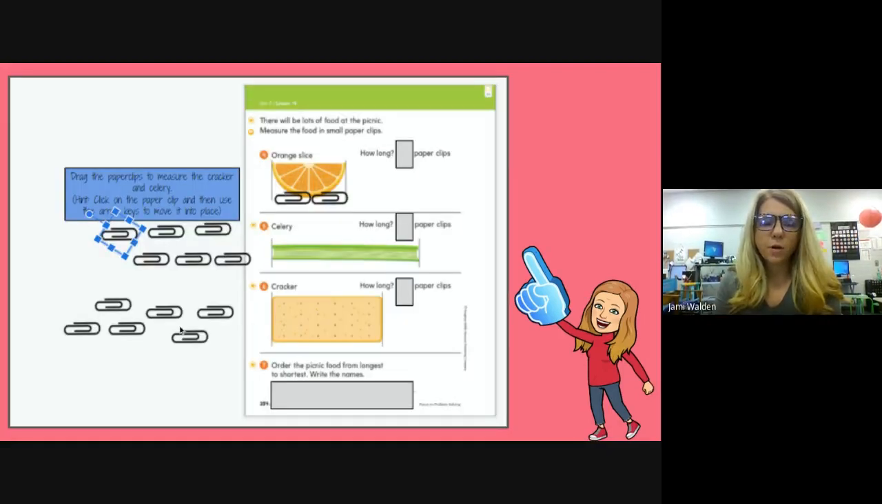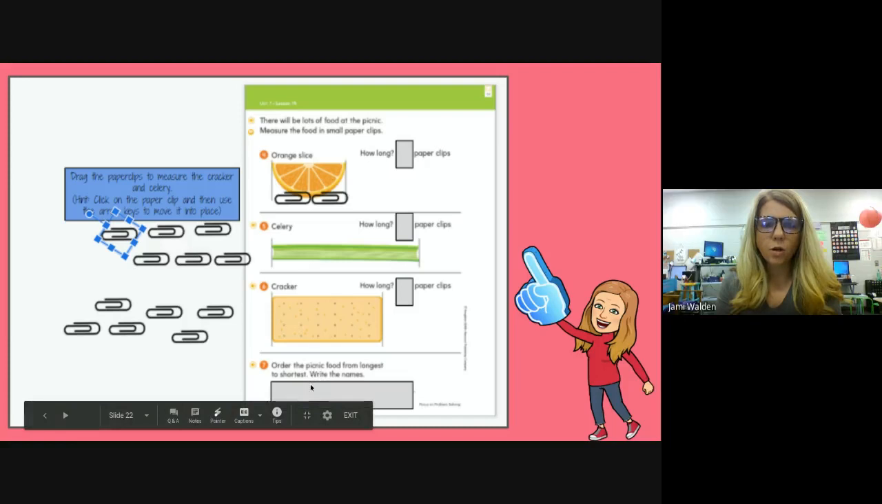Now, the second part of the activity asks you to measure. So you're going to click on the paper clips and use your arrow keys. Probably will be easier to move and line up the paper clips to see how long our orange, our celery, and our crackers measure. You type in the number of paper clips used to measure and then put them in order from the longest item to the shortest item. So type the names of the items, or you can write it and take a picture and insert it, camera, and insert a picture if you would like to do it that way.